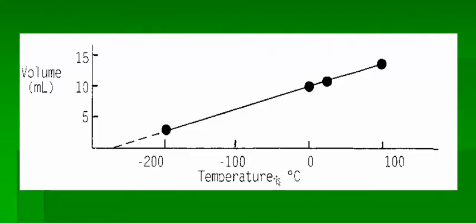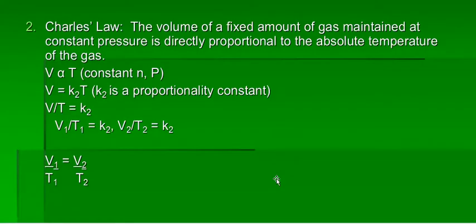Here's what a direct relationship looks like when you graph volume and temperature. Straight line, positive slope, which is a direct proportionality. So Charles' law says the volume of a fixed amount of gas maintained at constant pressure is directly proportional to the absolute temperature, which means the Kelvin temperature.